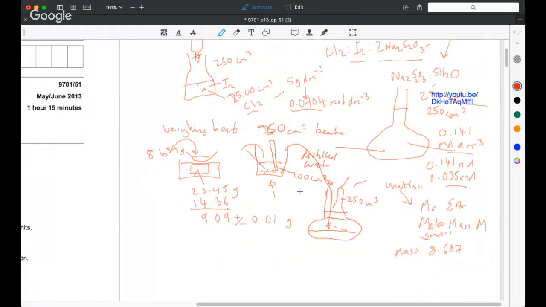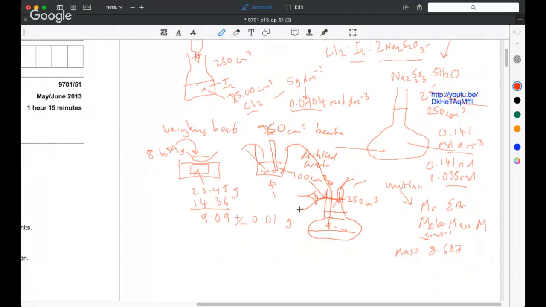So what you do is you then eyeball it. And with your distilled water bottle, you can then just add water in until the bottom of the meniscus comes up. So the bottom of the meniscus is against the 250 centimeter cube mark. In fact, some people, instead of using the distilled water bottle, get a pipette and just add drop by drop right at the end until it's exactly at 250 centimeters cubed.